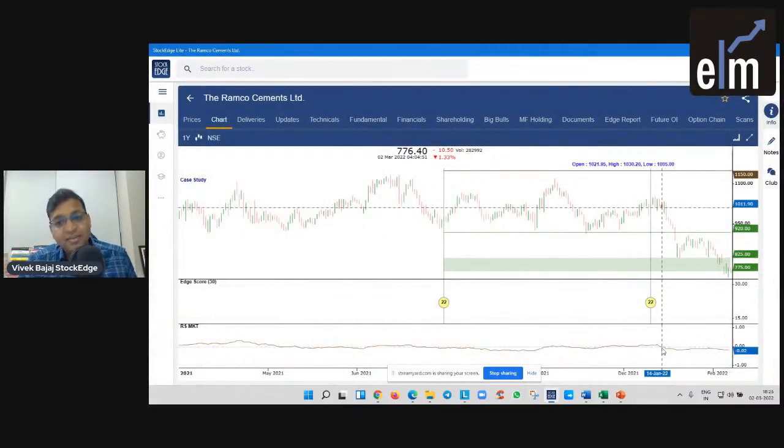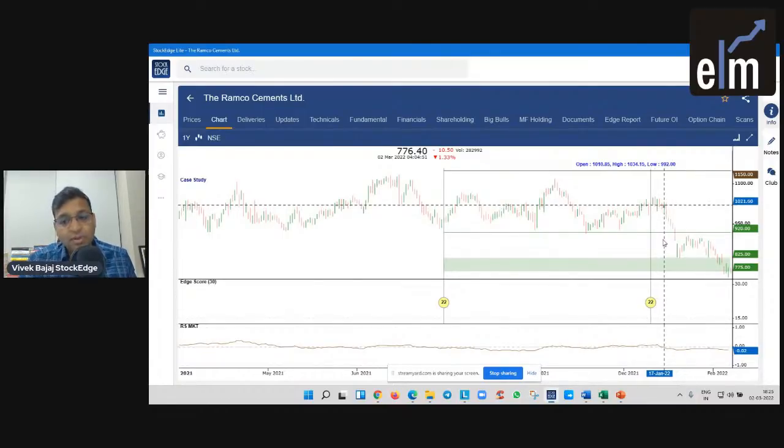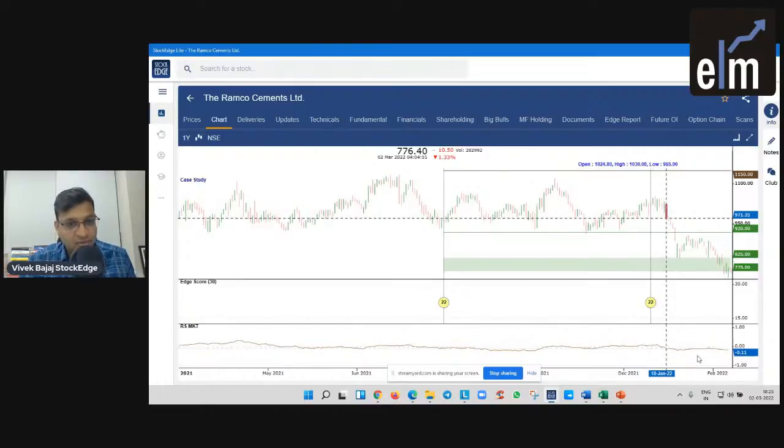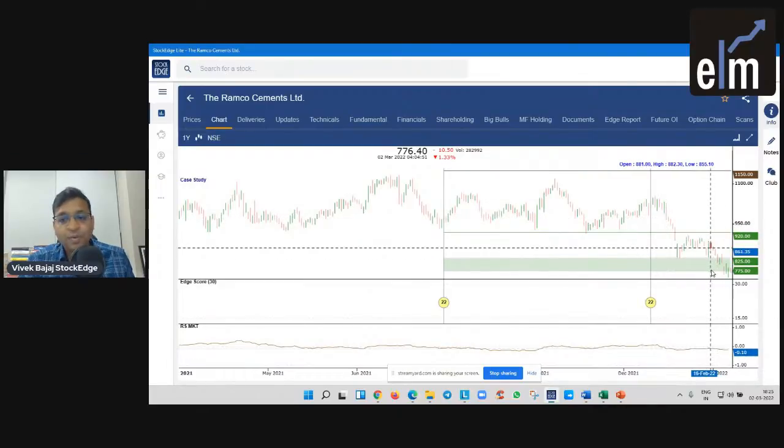ये यहाँ से weak है. So a momentum investor would have exited this stock at 1000 rupees because the relative strength has become weak. But a value investor will enter now because this is the range where the stock looks reasonably valued.